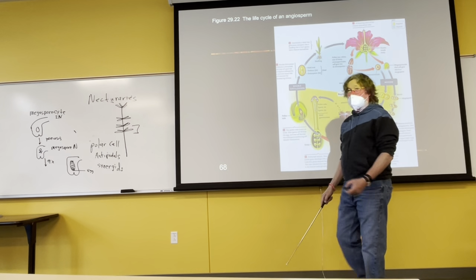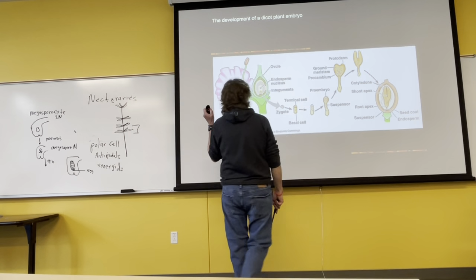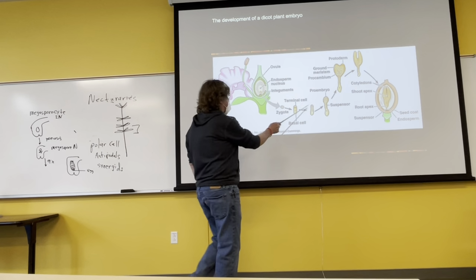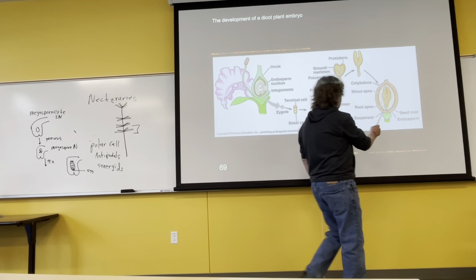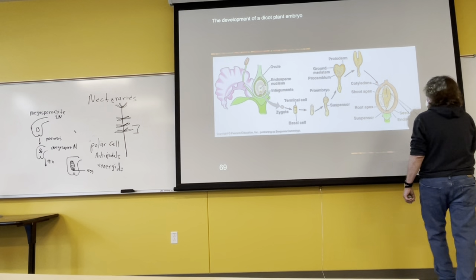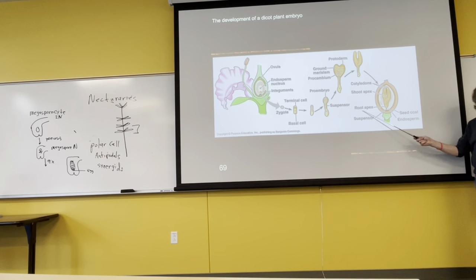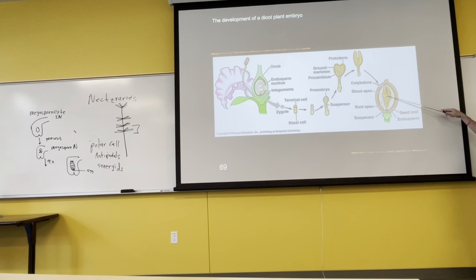Okay? So what we have here, the ovule becomes the seed. The ovule becomes the seed. Okay, so this is showing just the zygote. We're not going to worry about this, but by the time we get to the end, we have the ovule has a seed coat, and there's a radicle. Okay, that's the root, and it's embedded in the endosperm.